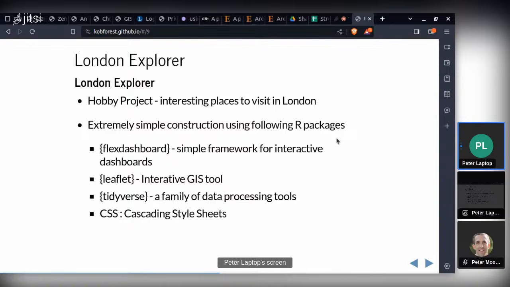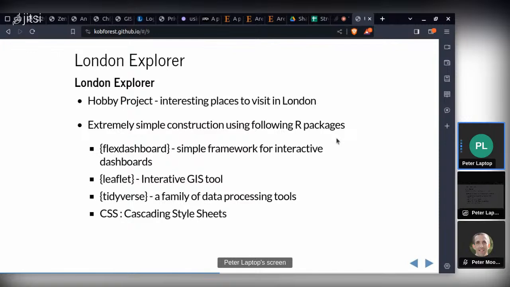But just to remark upon that, the construction of this uses a couple of R packages, okay? Flex Dashboard, which is a simple framework for interactive dashboards. I'll give you a quick look at how that might work out. Essentially what that does is knit and compile a series of R Markdown documents together, okay? R Markdown is a literate programming tool that allows you to combine R code with R plots and R outputs with a descriptor in an HTML format, okay? So it's very straightforward.